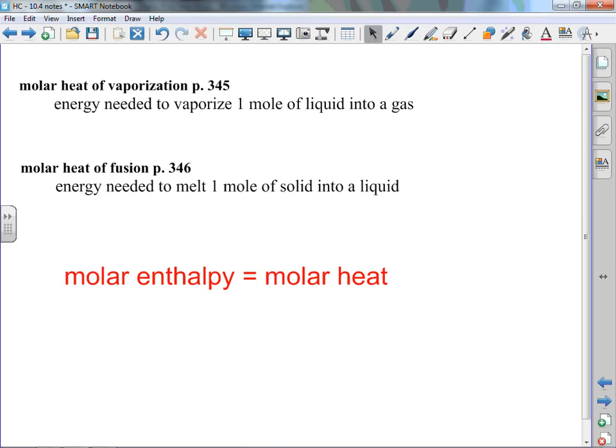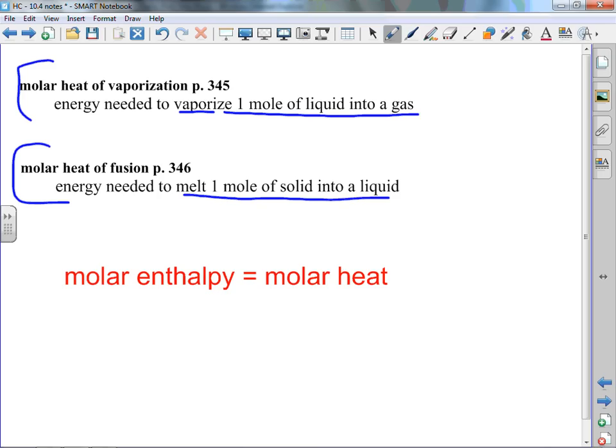Last thing, just two terms. Molar heat of vaporization, molar heat of fusion. Very simply, the energy needed to vaporize a mole of liquid into a gas, and then the energy needed to melt a mole of a solid into a liquid. Okay? These are conversion factors.